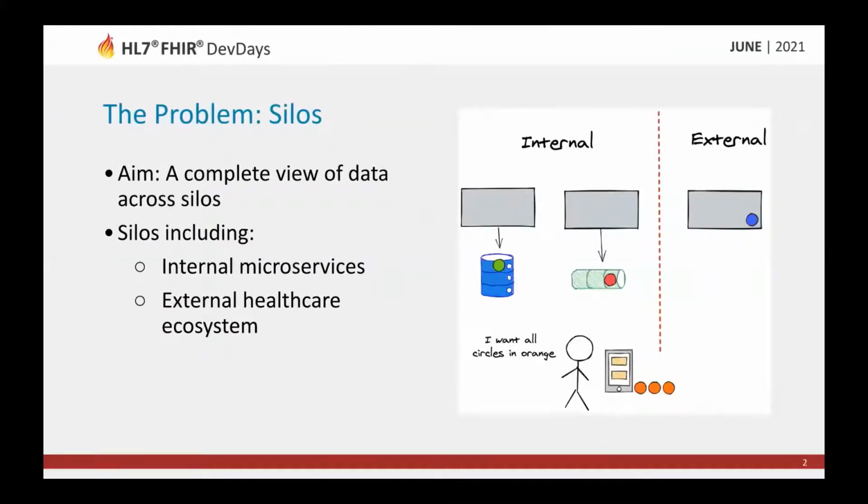The problem that we're going to be discussing today is the existence of silos within healthcare, which make it impossible to retrieve a patient's full medical record from one source in one format. Products exist both internally within the company and externally, and data can be stored in a variety of databases or event streaming platforms.